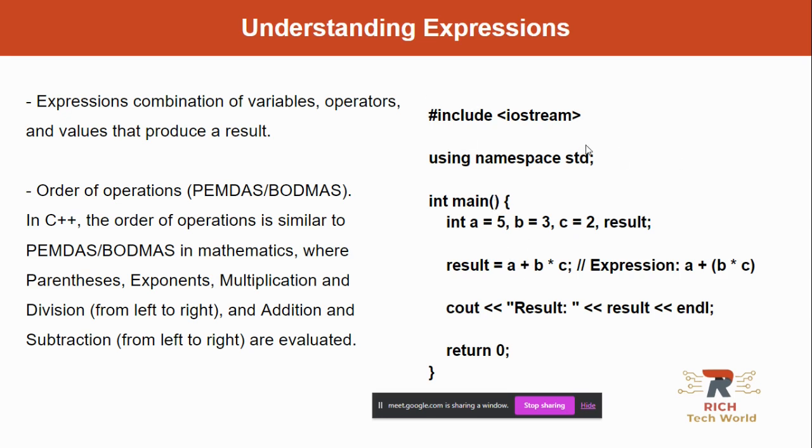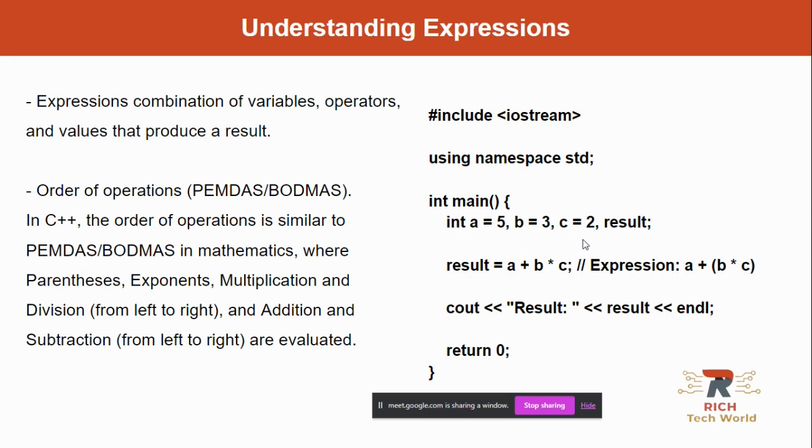We have the include iostream, which we always need to bring, the using namespace we always have to bring, and the int main function. That is what is going to contain our program. And what are we writing? We are saying int a equals 5, b equals 3, c equals 2, and then another variable called result.